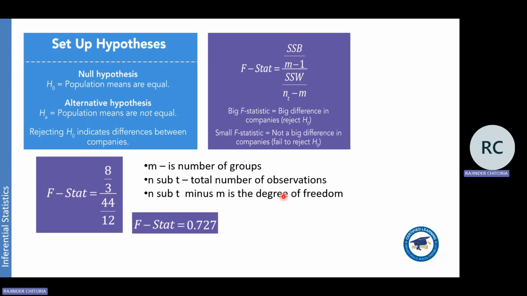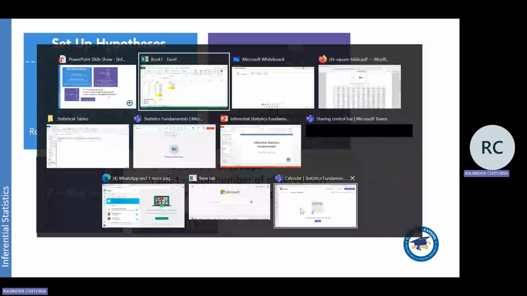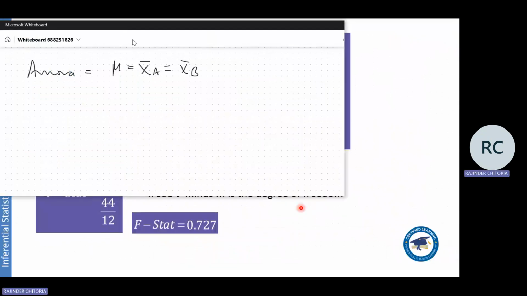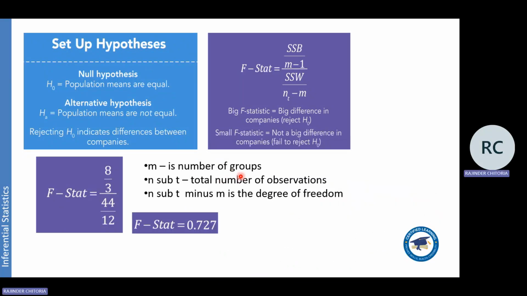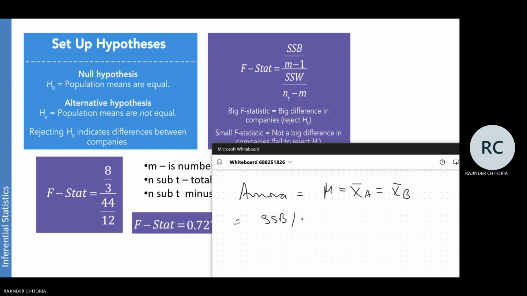Let's put the formula into the respective data points. So SSB in our case is what? Let me drag the formula here. In our case, it is SSB divided by M minus 1. M is the number of groups. How many groups do we have? In our case, we have 2 groups.